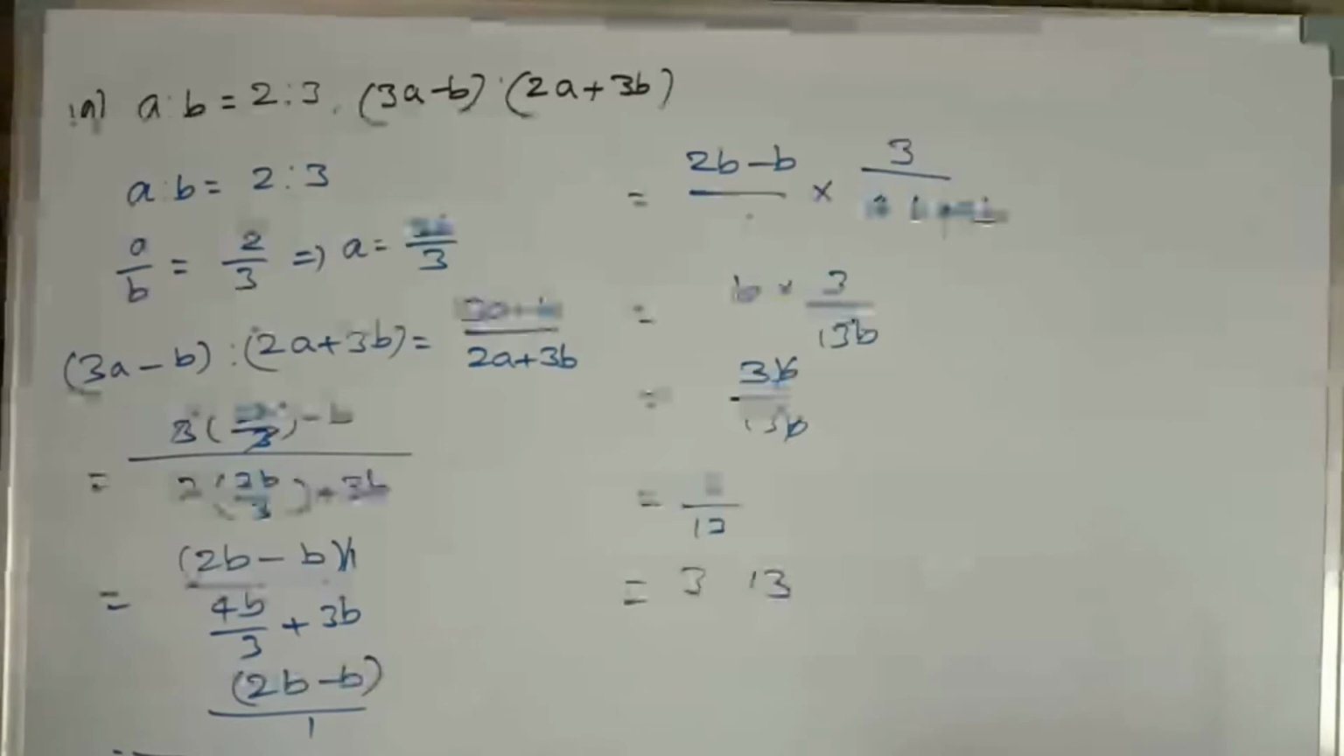2B minus B is B into 3 by 9 plus 4 is 13B. 3B by 13B is equal to 3 by 13. That ratio is 3 is to 13.